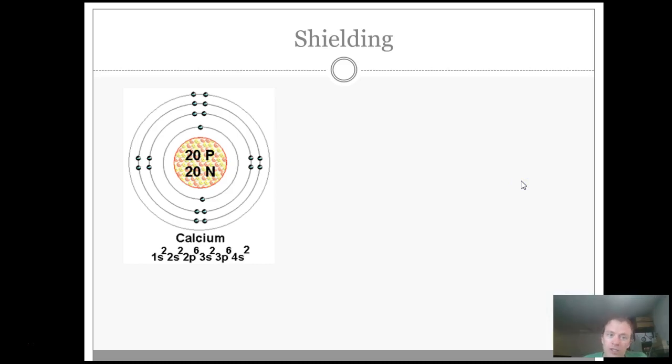So, I get this shielding can be a little confusing at first, but just for funsies, let's try this right here. I want you to take a look at calcium. Here's calcium's Bohr model. There's an isotope with 20 protons and 20 neutrons. What's the effective nuclear charge for these electrons out right here?